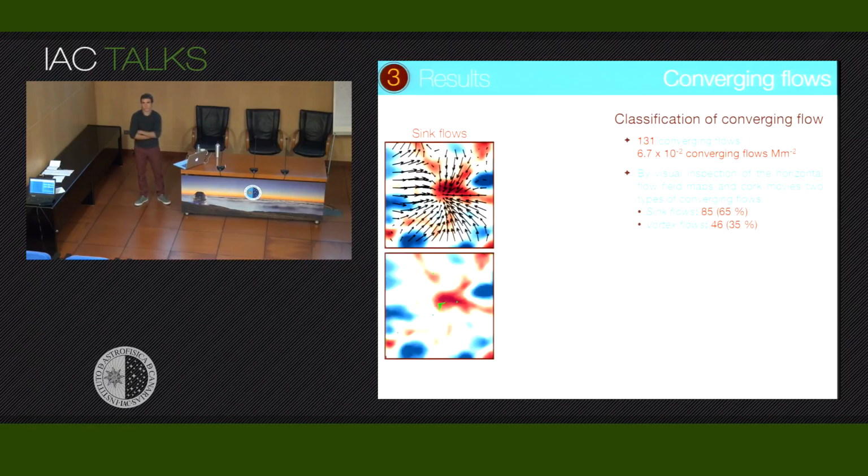Iker, one question. Inside the mesogranular network, we have granules and intergranules. What do you see there, and especially in the intergranules, where we know also that we have downflows there?